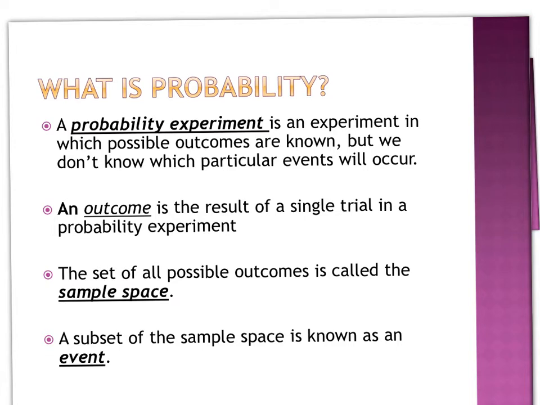occur. So in a probability experiment, we're able to associate some kind of probability to an activity or to an event, and from there, we leave it up to random chance. Now, the event that occurs, or what can occur in a probability experiment, is called an outcome. And an outcome is the result of a single trial in a probability experiment.